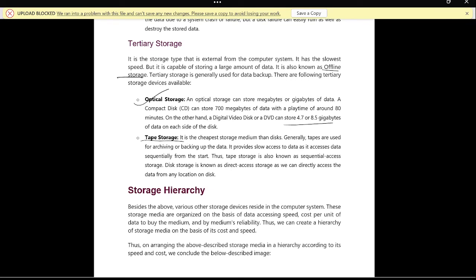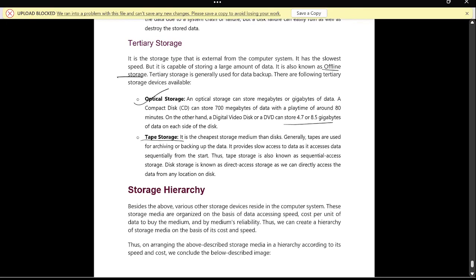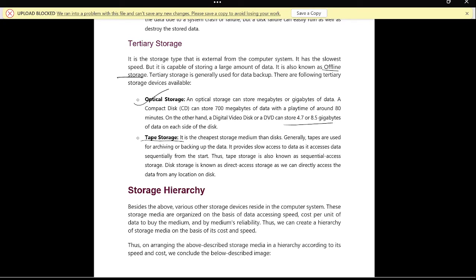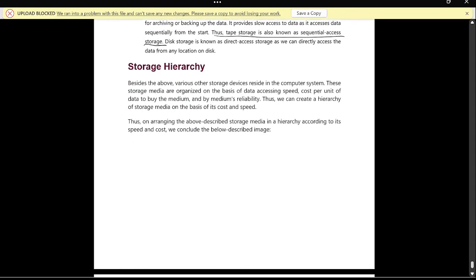Coming to tape storage, it is the cheapest storage medium compared to discs. Tapes are very cheap, and they are basically used to back up the storages, and this provides the lowest speed access. Tape storage is also known as sequential access storage, so you can't jump randomly. If you want to retrieve any data, you have to go through in a sequential manner. Disk storage is also known as direct access storage, as we can directly access the data from a location on the disk. So this is about the tertiary storage, and next we have the storage hierarchy.